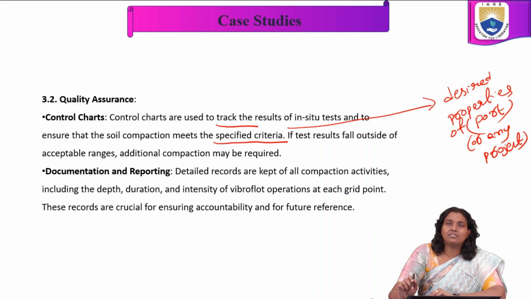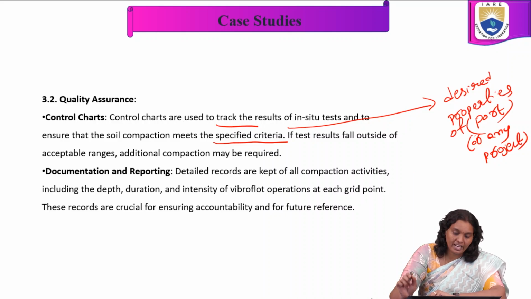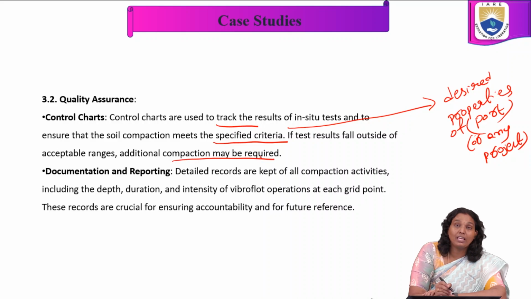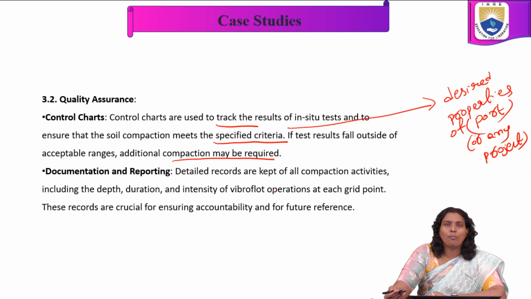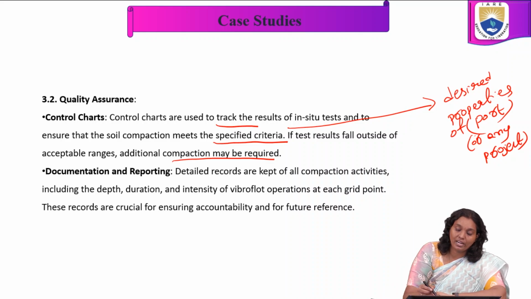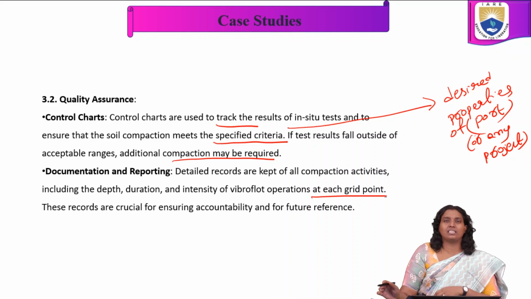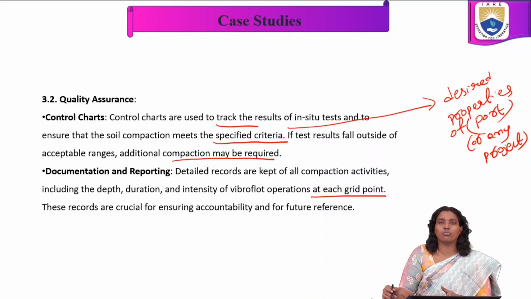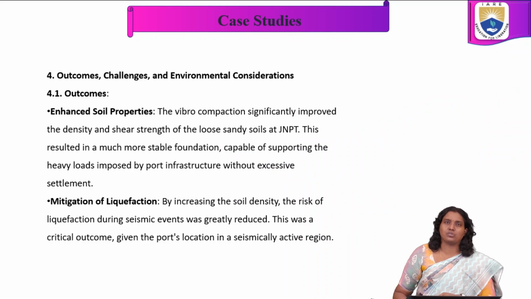If test results fall outside of acceptable ranges, additional compaction may be required. And we have done the additional compaction. Next, detailed records are kept for all compaction activities, including at which depth, how much duration, and incentives of vibro operators at each grid. These records are crucial for ensuring accountability and for further reference also.